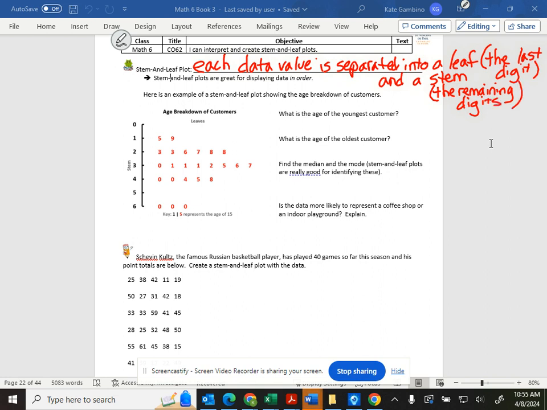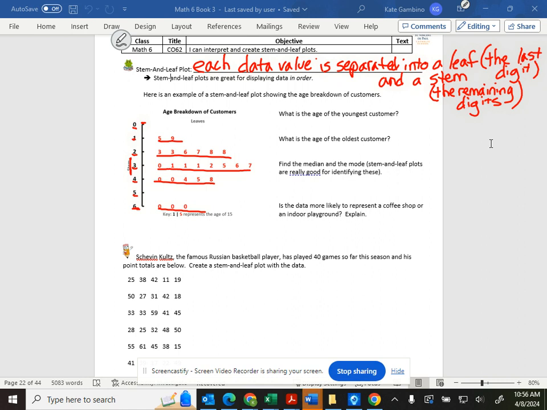Here's an example of a stem and leaf plot showing the age breakdown of the customers. So we're starting with the 0. Then we have a stem of 1. So over on this side, we can see the stem. It says stem. So all of these numbers are our stems. The leaves are the numbers that are the last digit.